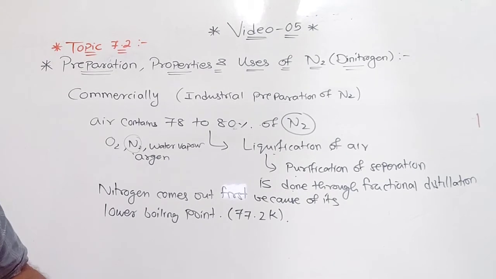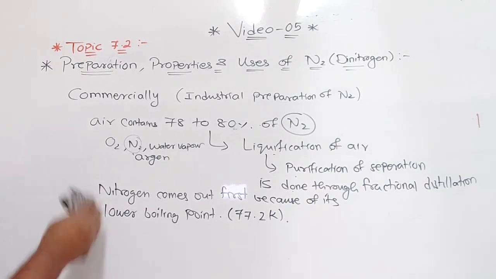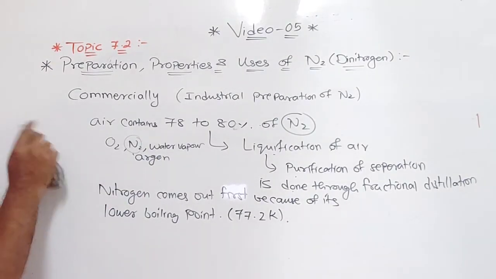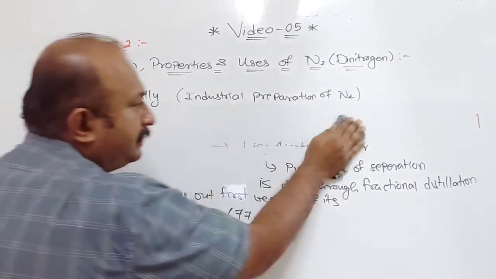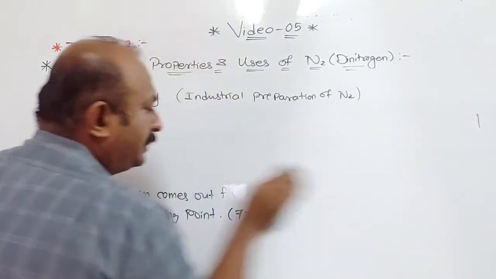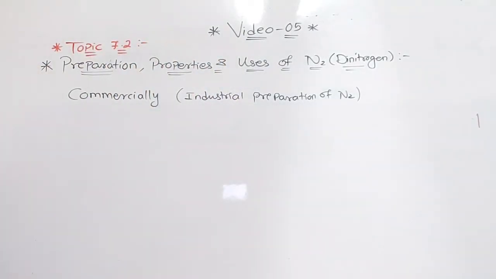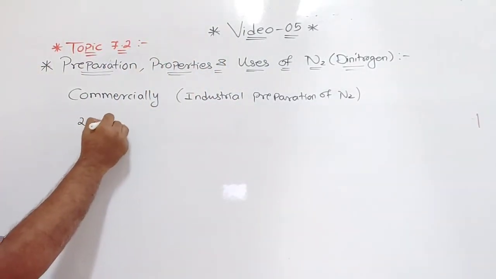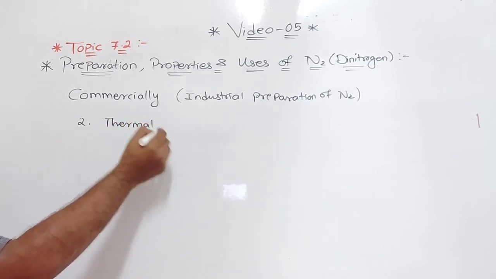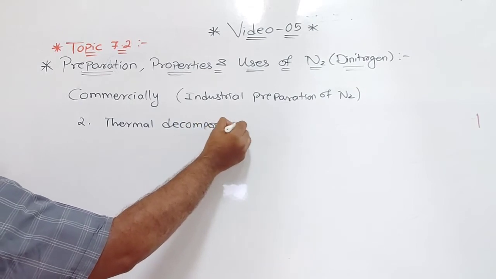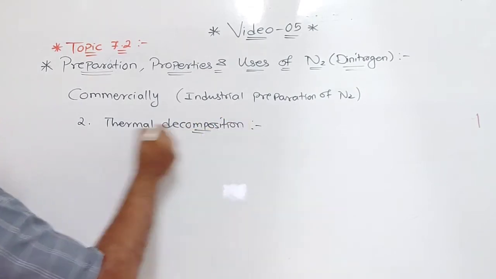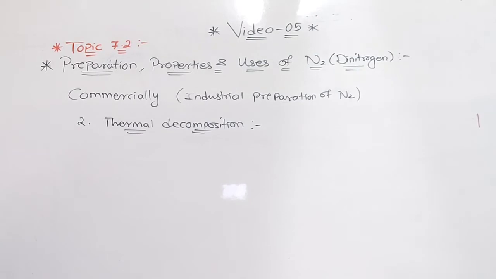Understood? Now, another way, that is thermal decomposition. This is one method of preparing dinitrogen. Another method of preparation is thermal decomposition, that is, by heating. Clear? Now, what do we use in thermal decomposition?